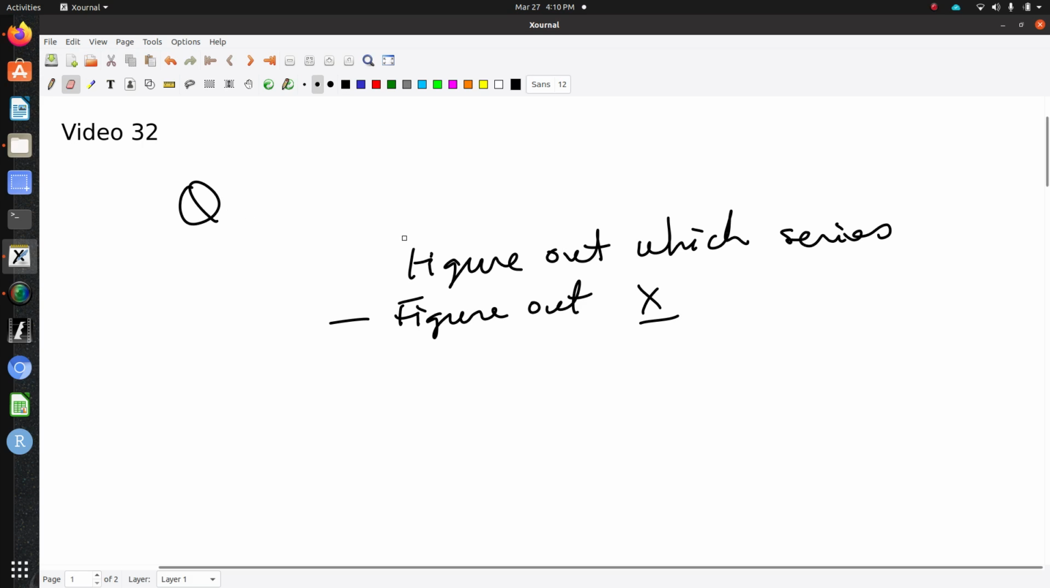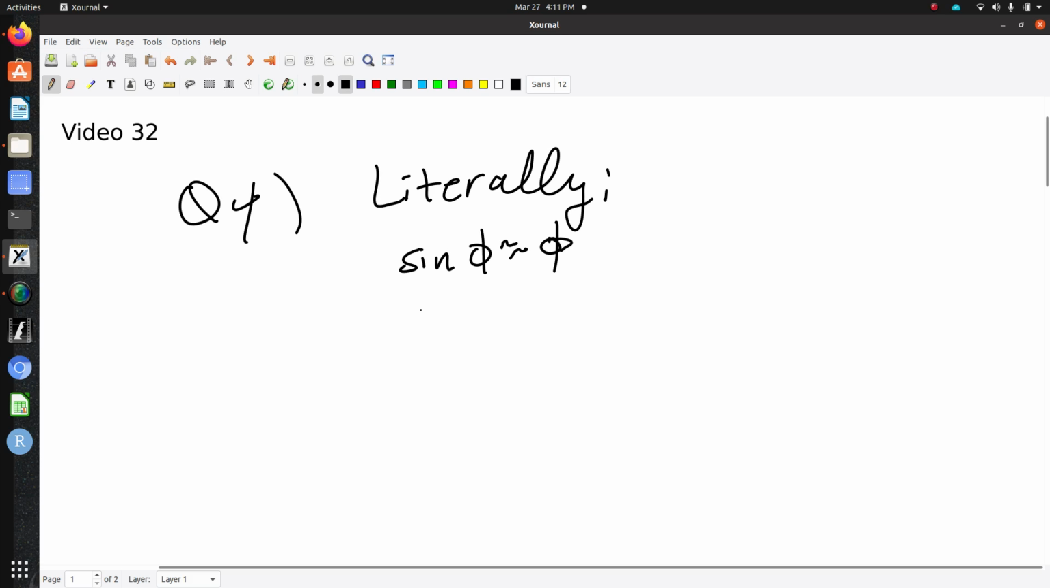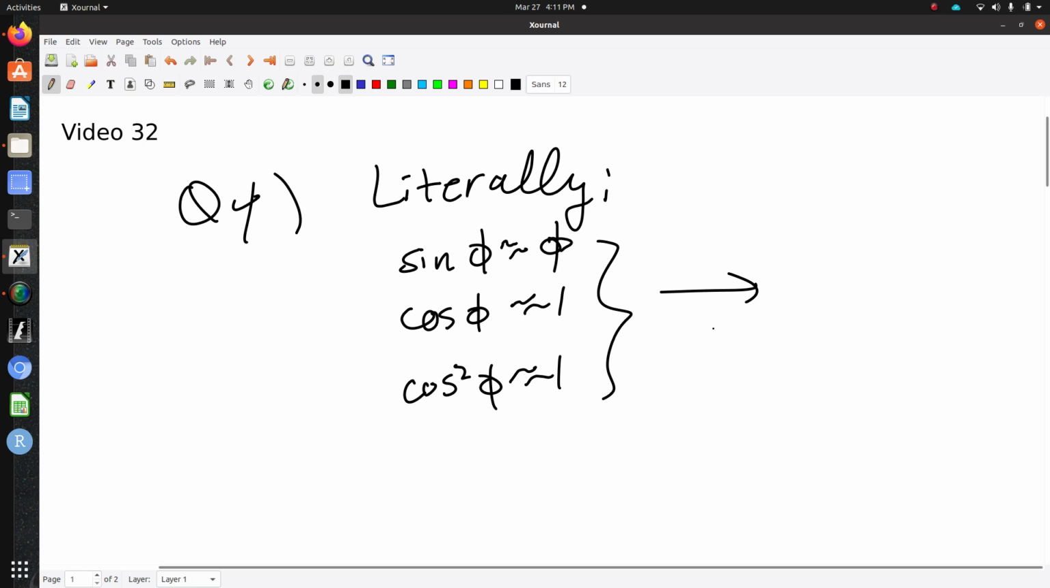No. Okay, so then question 4 is your final question for this worksheet. And okay, if you need a hint, you literally just do what it says, right? But people don't realize how easy this is. So you're really going to take sine of phi and replace it with phi. You're going to take cosine of phi and replace it with 1. And you're going to take cosine squared of phi and replace it with 1. Literally, then you finish the problem. It is really, really, really easy after that. The hardest part is you believing that that's as easy as it is.